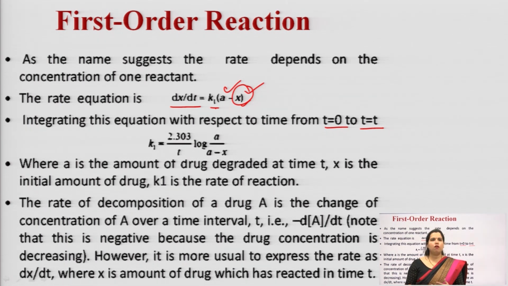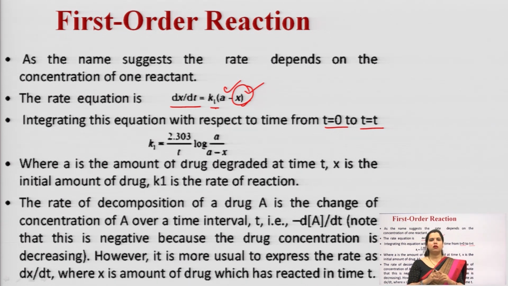The rate of decomposition of a drug A is the change of concentration of A over a time interval t, that is minus d[A] by dt. Note that this is a negative value because the drug concentration is decreasing. We are saying that the drug is getting decomposed, that means the drug is degrading from its pure form. The negative sign represents decomposition as time increases. However, it is more usual to express the rate as dx by dt, where x is the amount of drug which has reacted in time t.